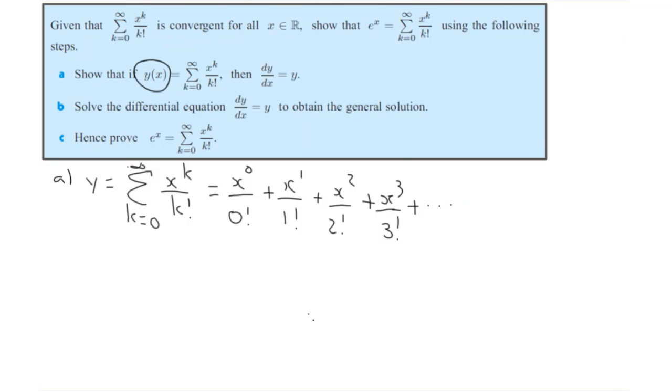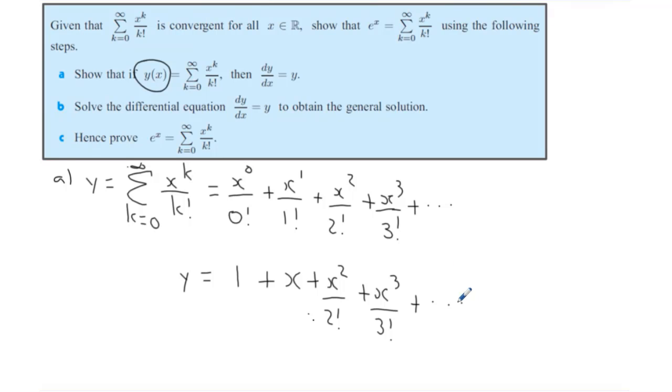Okay, if we tidy this up a little bit, we're going to have y equals x to the 0 is 1, 0 factorial is 1, so the first term is 1, plus x to the 1 is x, 1 factorial is 1, x over 1 is x, and then everything else just stays the same. So plus x squared over 2 factorial plus x cubed over 3 factorial plus dot dot dot.